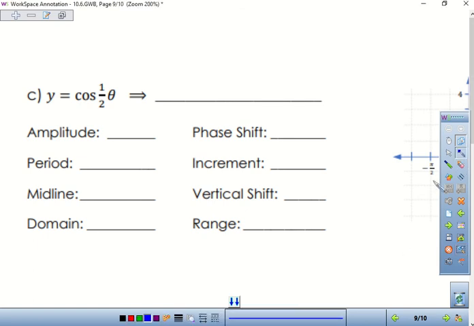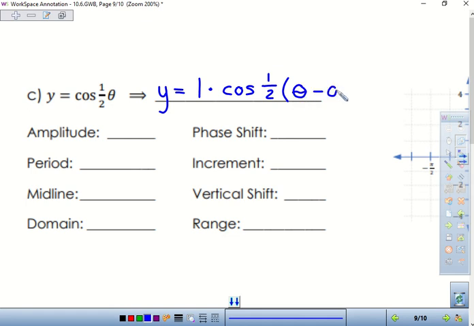So we're going to rewrite it. Y equals 1 times cosine 1/2 times theta minus 0 plus 0. Now notice here we didn't have an a, so I put in the a as the automatic 1. Okay, this is a, because we didn't have one. If you don't have one, your a is 1. This is b, this is h, and this is k.